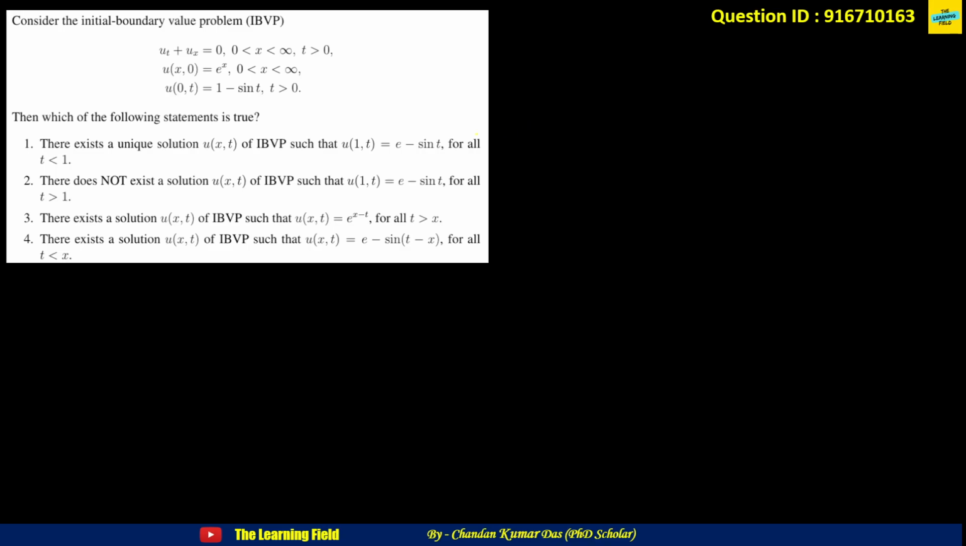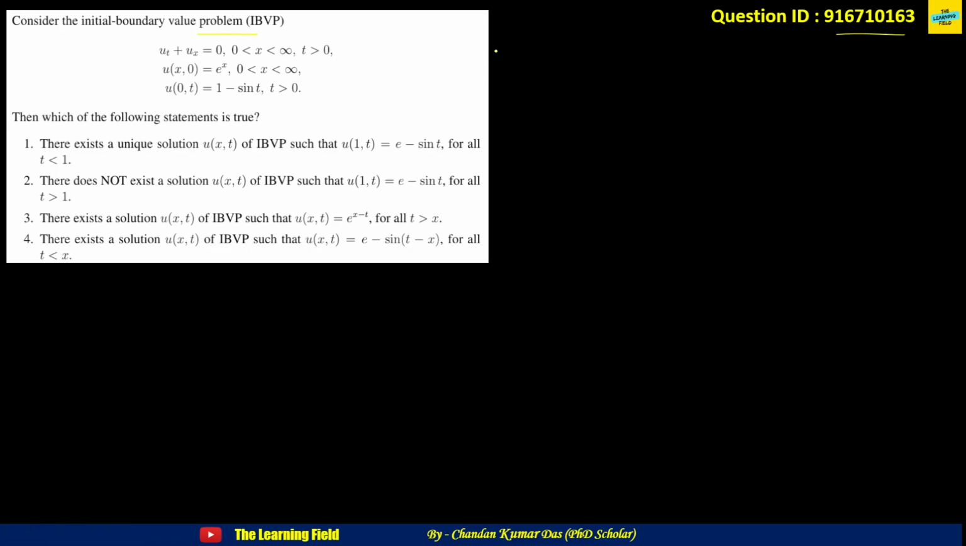So let's start. This is the first question. Consider the initial boundary value problem u_t + u_x = 0, where u(x,0) = e^x and u(0,t) = 1 - sin t. Basically, this is a Cauchy problem, and four options are given. You have to solve it and see the solution of this initial value problem.